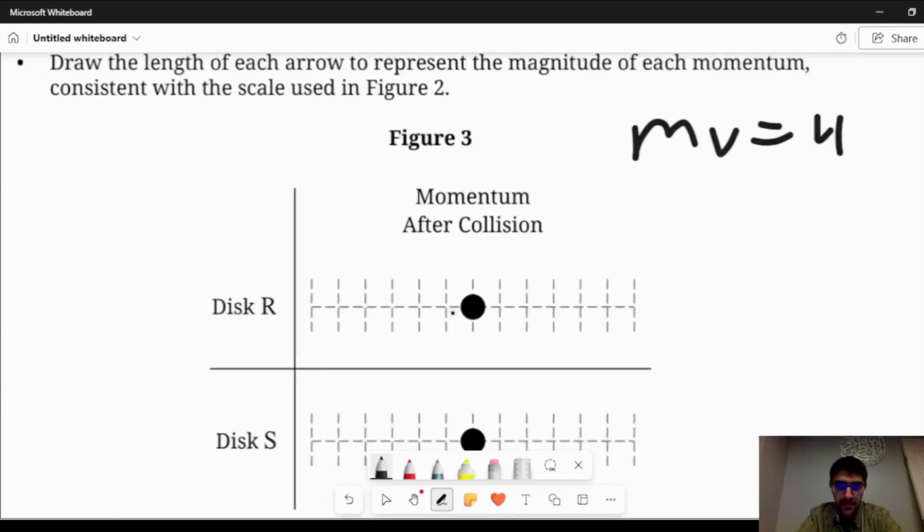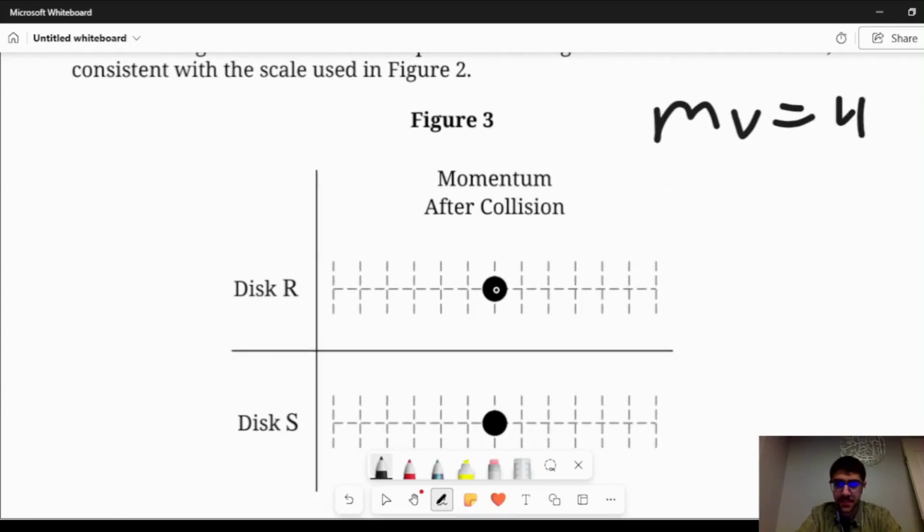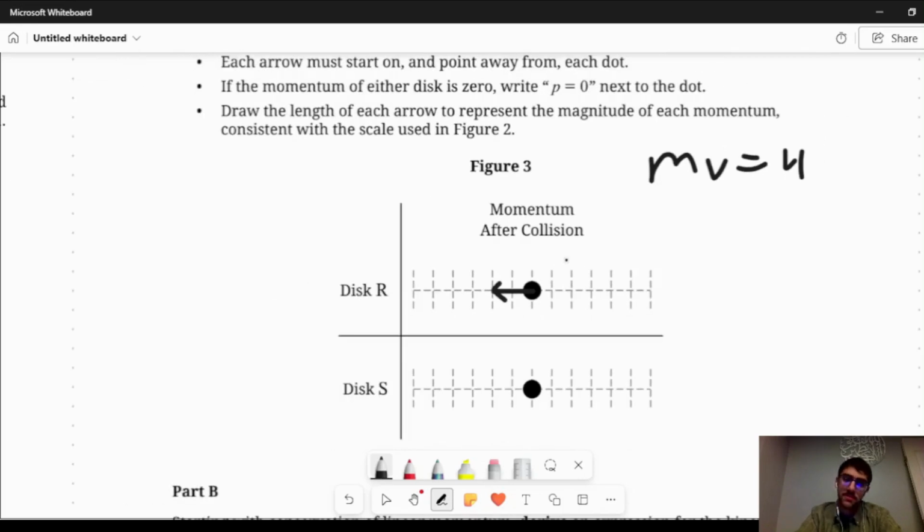Let's draw that. Start at the center, pointing away, we go 1 and then 2, and then make an arrow, so add the arrowhead like that. And you're done with disk R.